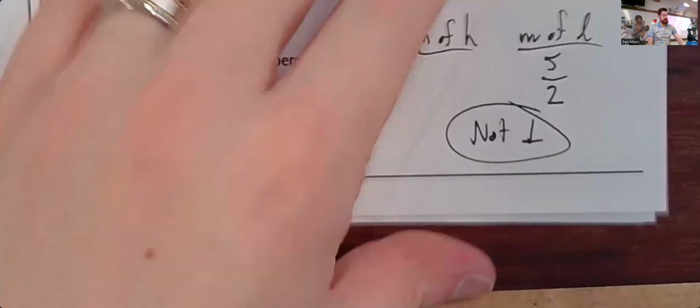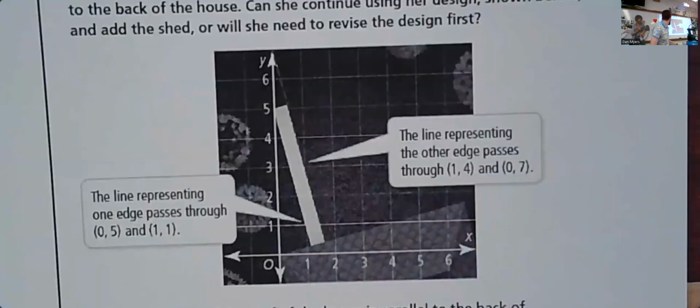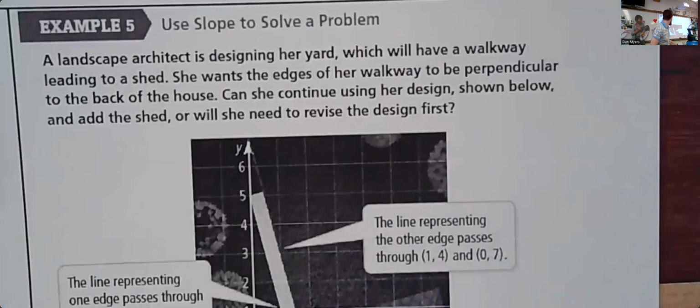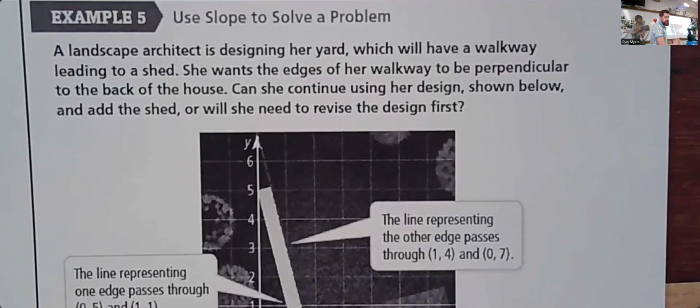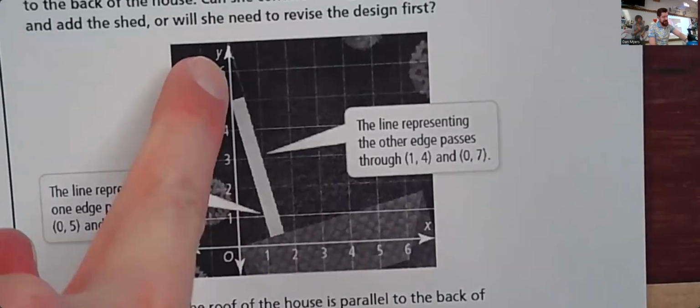Cool. Turn the page, go to the page after that, because I messed up on my printing. And we're going to this one right here. So this one is talking about a landscape architect designing a yard. So a landscape architect is designing her yard, which will have a walkway leading to a shed. She wants the edges of her walkway to be perpendicular to the back of the house. Can she continue using her design shown below and add the shed, or will she need to revise the design first? So the walkway is this gray rectangle.